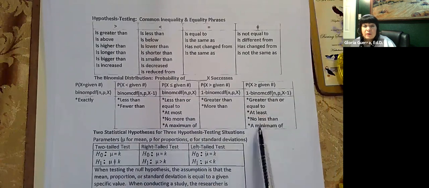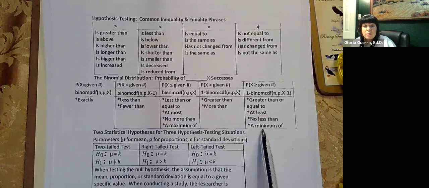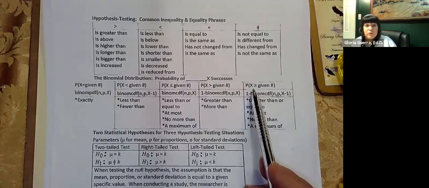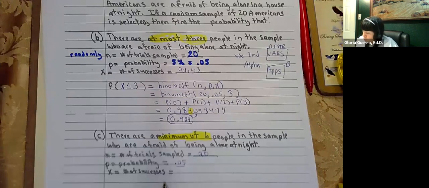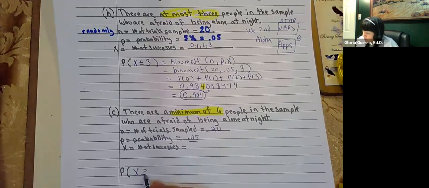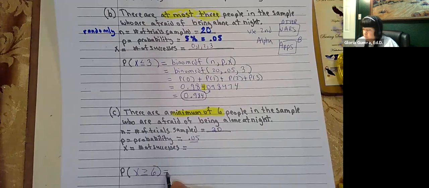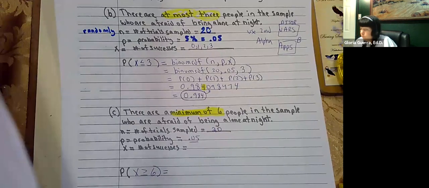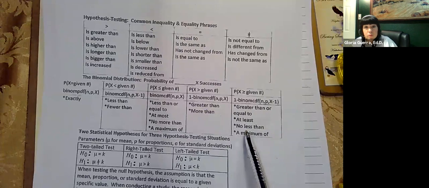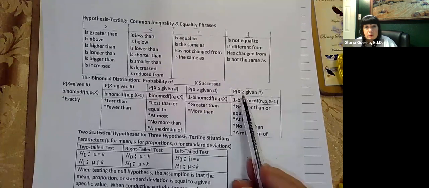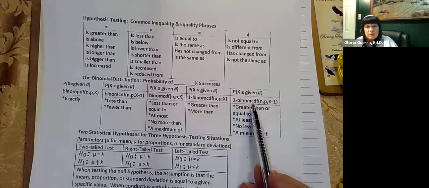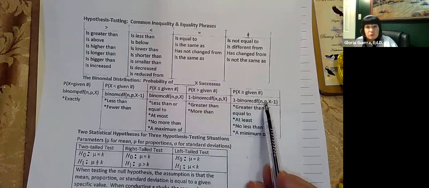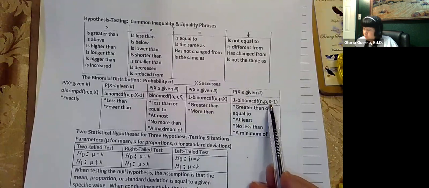Oh, here it is, the very last one. See that? A minimum of, there it is. Okay, so you're going to write this. Probably X is greater than or equal to the given number. And the given number is 6. Okay, the complement, 1 minus binomial CDF in P, and you also need X minus 1.